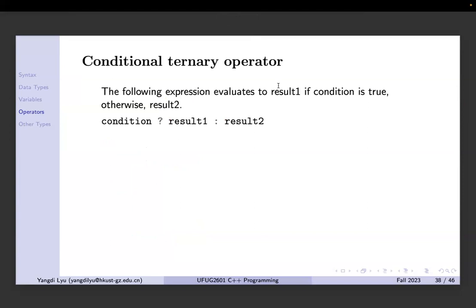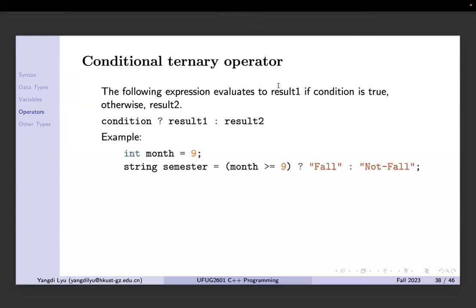All right, so we have another operator called the conditional ternary operator. Most of the operators we have only include 2 sides, right? Left side, right side. But here we have a condition, then result 1, then result 2. So we will get the result based on whether the condition is true or false. It's very close to what we will discuss later about conditional branches. So first we say month is 9. We say semester equals, if month is greater than 9, it means it's a fall semester, otherwise it's not fall semester, right? So the output will be fall.